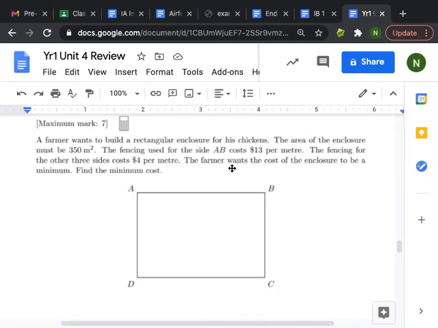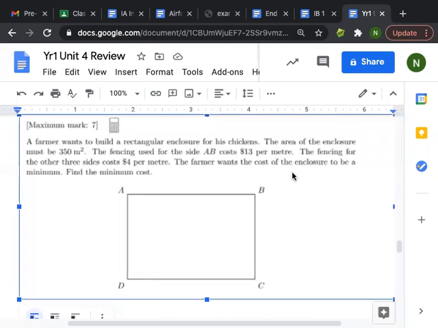Okay. So a farmer wants to build a rectangular enclosure for his chickens. The area of the enclosure must be 350. So I know that the area is equal to 350 meters squared. But that's the minimum area.